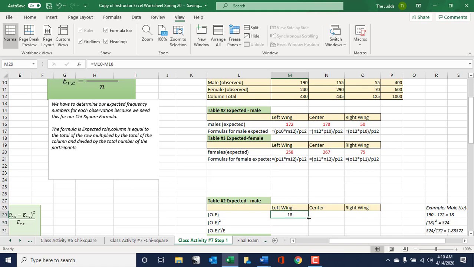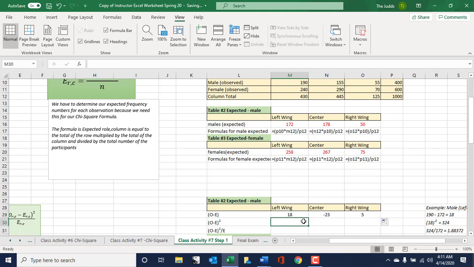I'm going to do the same thing across, and I can just drag this across, and it'll carry my formula across. Remember, they're at the bottom. So I've got a negative 23 for center and 5 for right wing, okay? Now I have to square this number. I have to do it to the second power. Again, it's not going to be difficult to do.